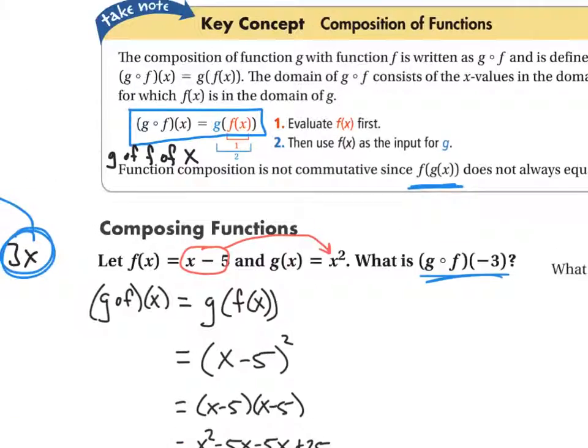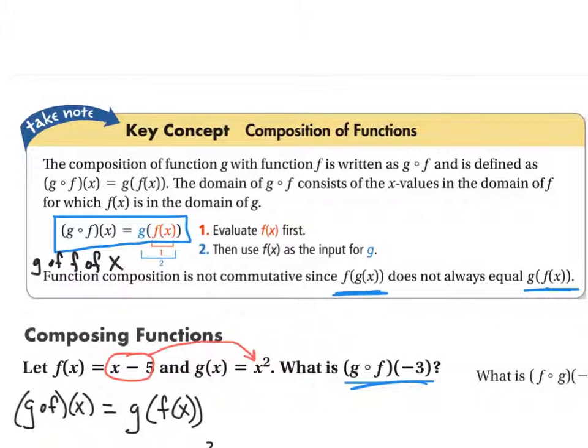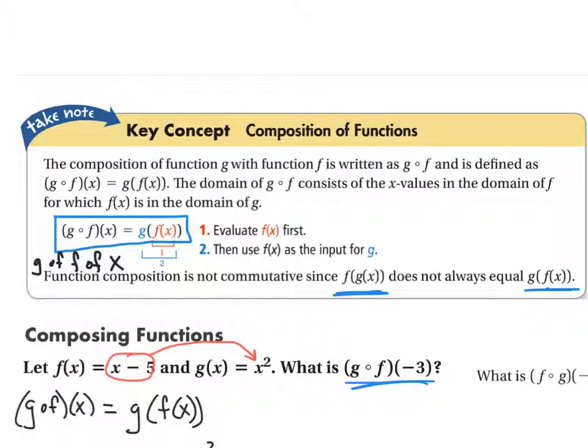Well, let's go back up to our rule up here and talk about domain for a moment. It says up here that the domain of f of g consists of the x values in the domain of f. So saying the x values is really kind of redundant, because the domain is the x values. So the domain of g of f consists of the domain of f for which f of x is in the domain of g. What the heck does that mean?